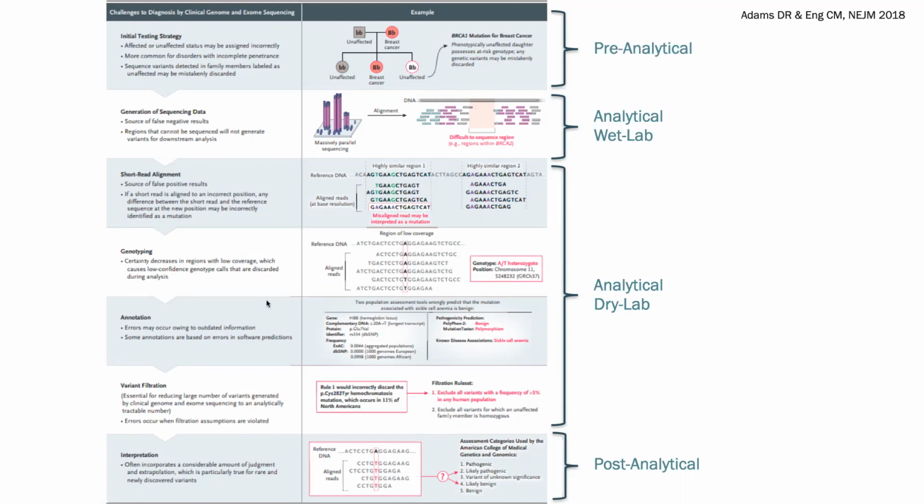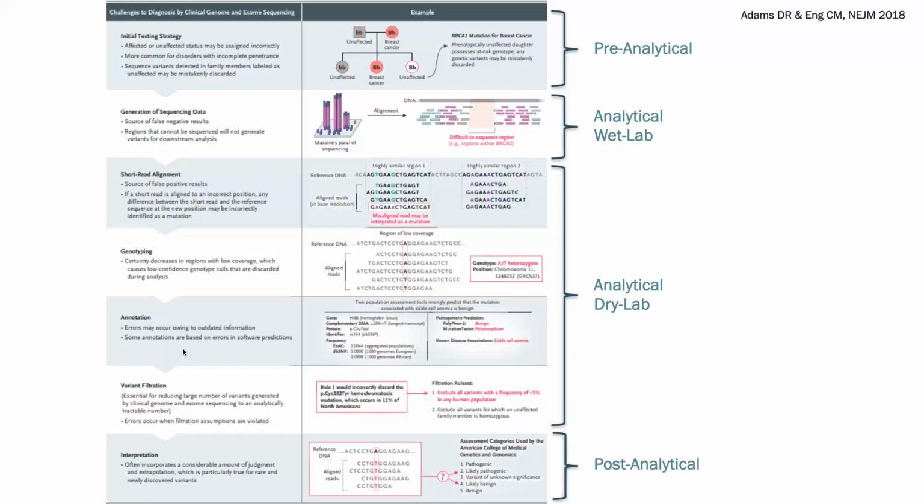Genotyping. So certainty decreases in regions with low coverage, which causes low confidence genotype calls that are discarded during analysis. There is a process of filtering, right? As we have this lower coverage in specific regions, some of those will be considered insignificant. But are they really insignificant, or are they called insignificant because we have limited amount of data, right? That's another challenge.